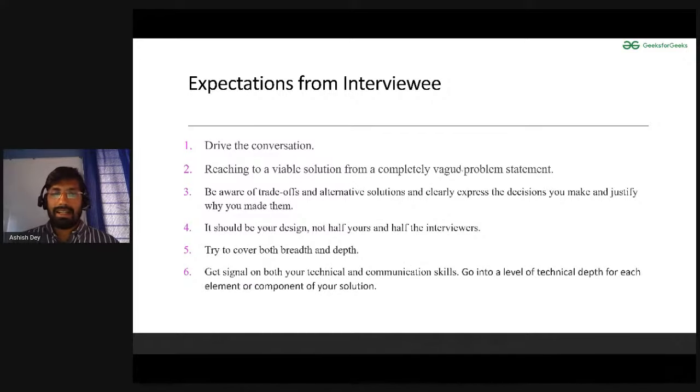So again, we're talking about getting signal on both your technical and communication skills. Be sure communication is not about English or whichever language you're speaking. Communication is about whatever is in your head: are you able to clearly deliver it or not? So whenever you are speaking, be sure that it is reaching the interviewer.